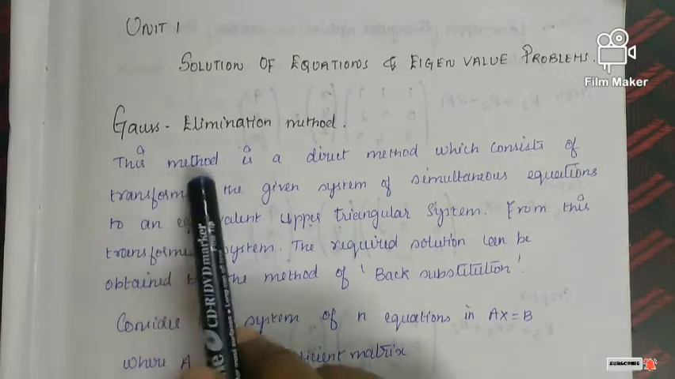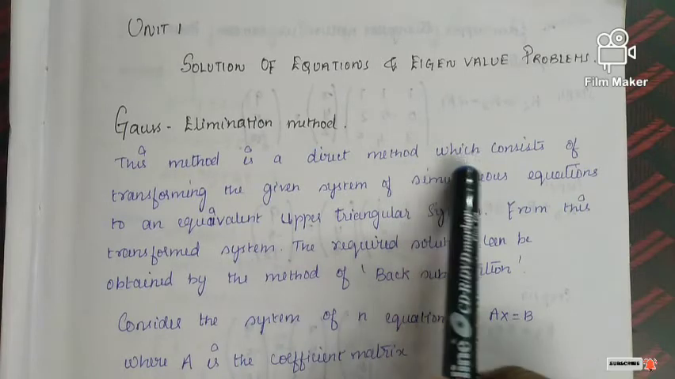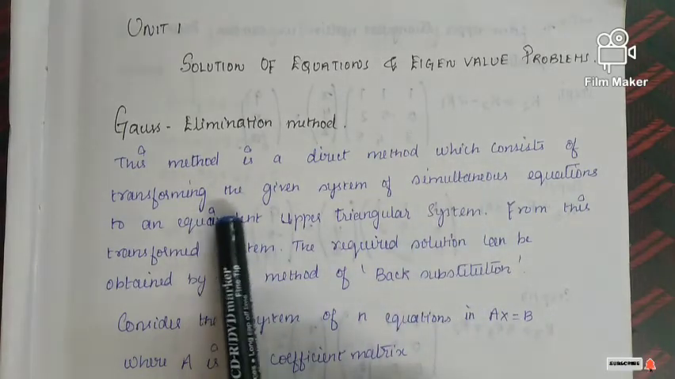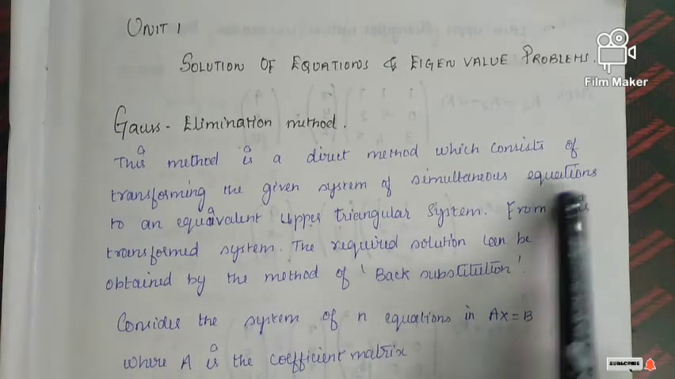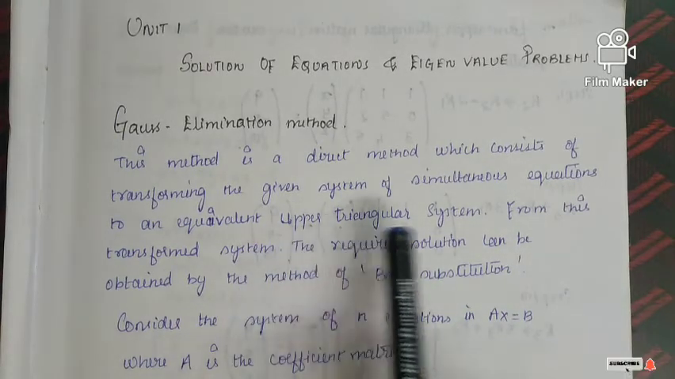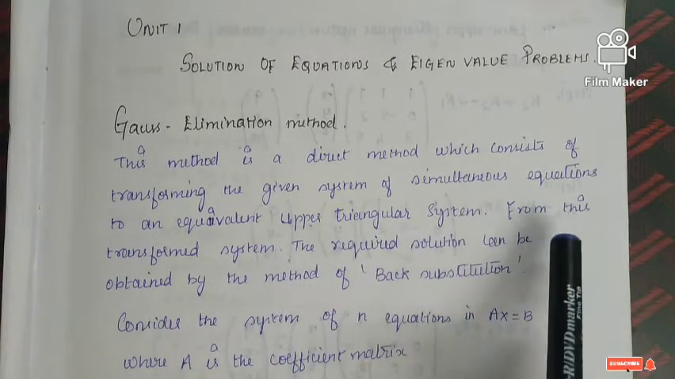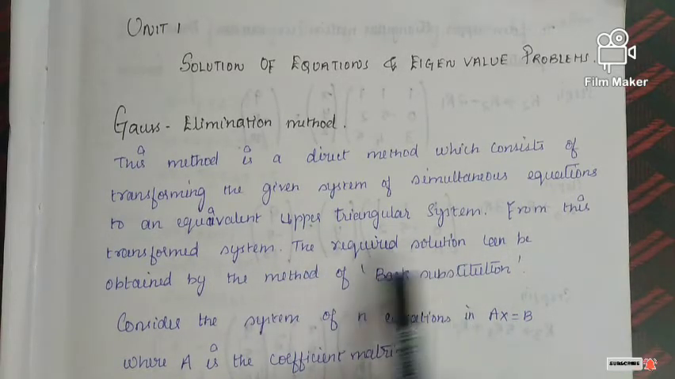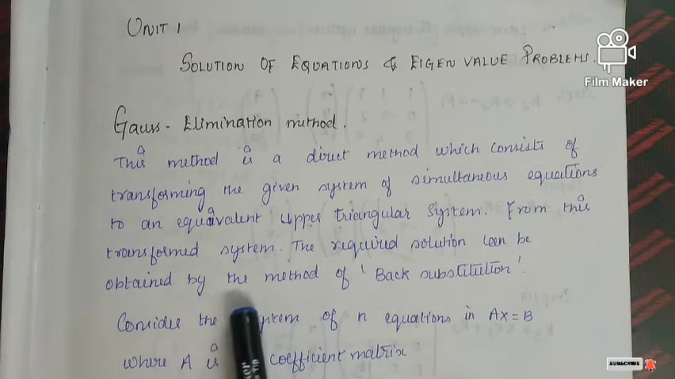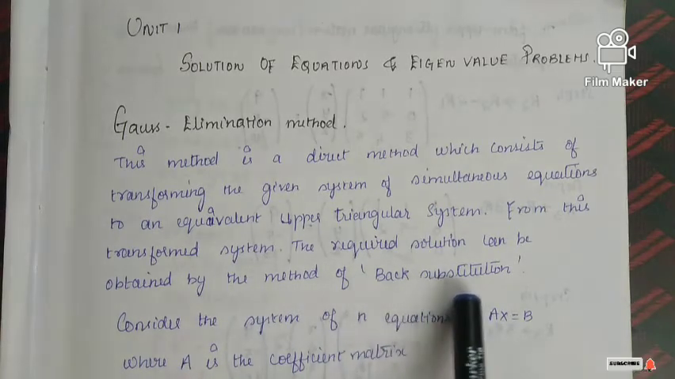Look at this. This method is a direct method which consists of transforming the given system of simultaneous equations to an equivalent upper triangular system. From this transformed system, the required solution can be obtained by the method of back substitution.